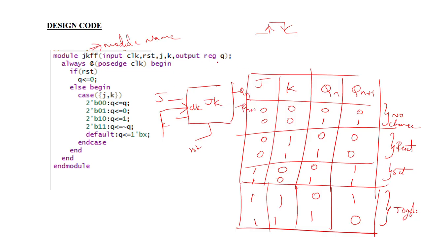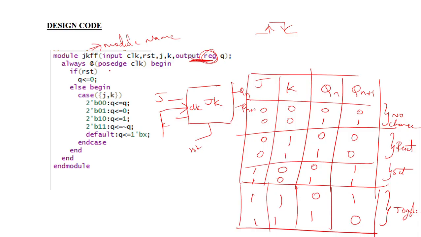For the output Q, while you are going to use an always block or initial block, the variables you use in the always or initial block should be of reg data type. That's why we make the output port a reg data type. If you don't mention reg, it simply takes a wire data type by default. You want to make it a reg, so you have to mention it as reg.